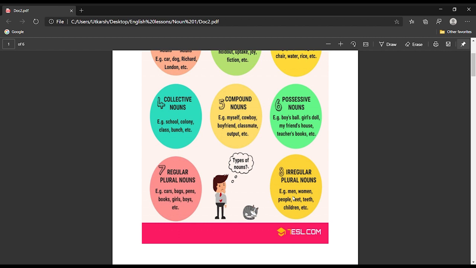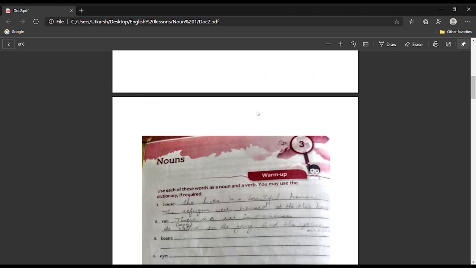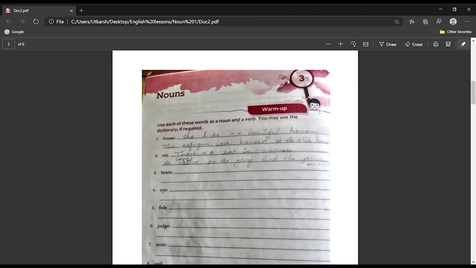Men could be any men, any number of men. Women could be any number of women. People in general. Feet, anybody's feet. Teeth, anybody's teeth. And children in general. These are all irregular plural nouns. And these are regular plural nouns, that is cars, bags, pens, books, etc. These are some of the nouns given here. This is just a revision of what you have studied last year. Now your lesson number 3 is going to start. That is noun. This is your lesson number 3.